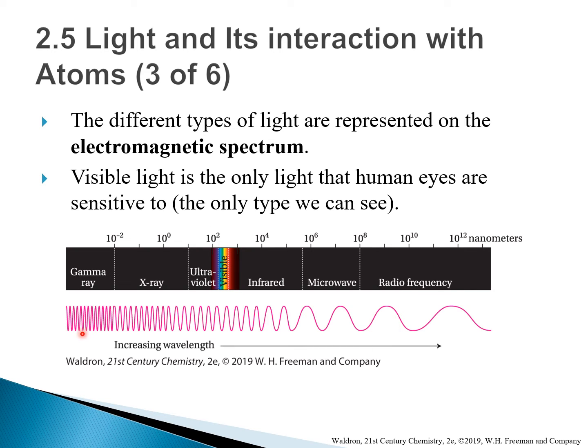And then down below, as you can see, the frequencies are much stronger at the gamma ray side of the spectrum compared with the radio wave area. So we're going to say that the radio waves have a longer wavelength than the gamma ray waves. However, the gamma ray waves will have a higher frequency compared with the radio frequency.